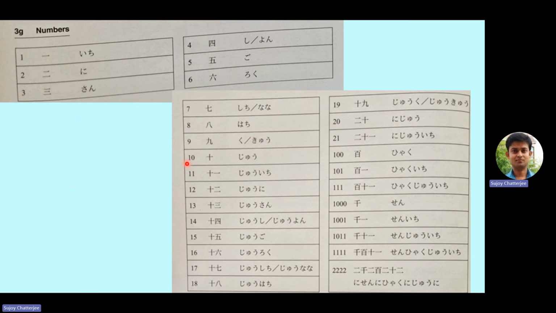Next comes 10, which is ju. As you can see here, it's ju. So 10 is ju. Again, it's not ichi and 0. It's an independent symbol, which is ju. Then at 11 it is ju ichi.